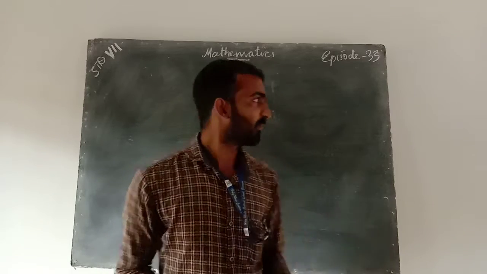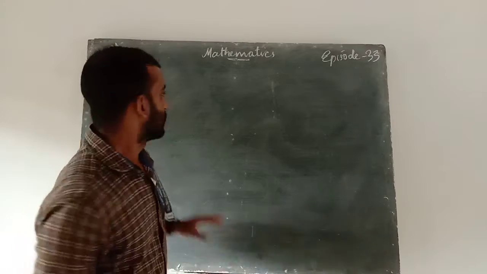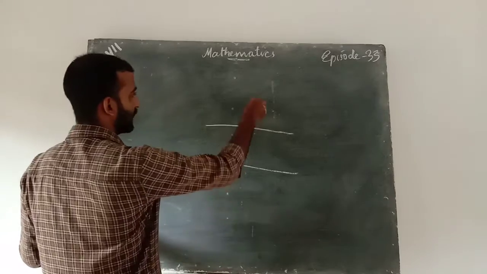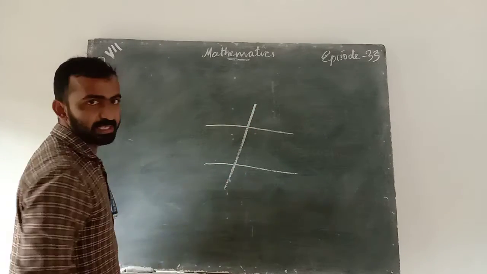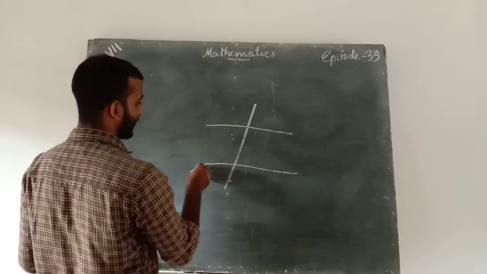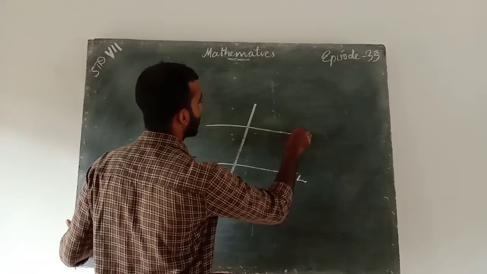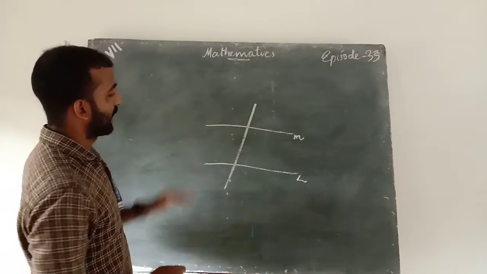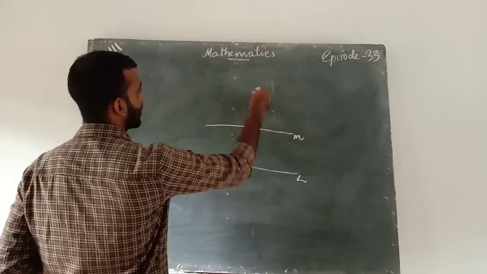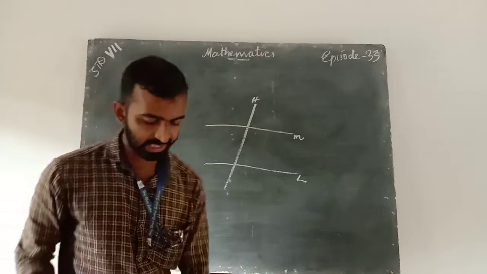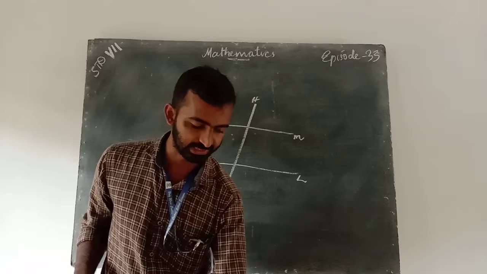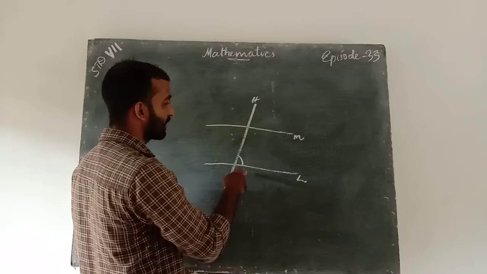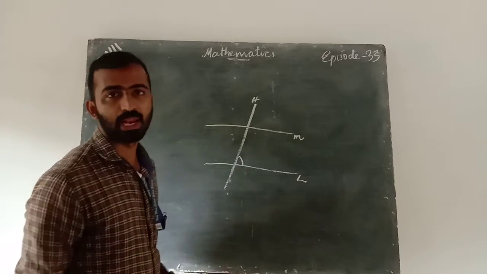That is, if we have two lines, and one line is transversing, this line is the transversal. This line's name is L and this is M. These two lines, the line H is the transversal, is it? Yes. Here the transversal line makes an angle with the line L, is it?